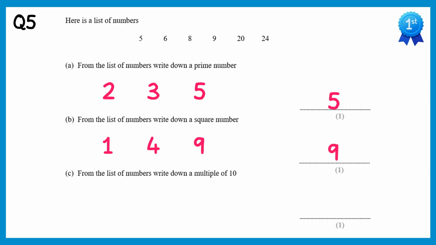For the final part of the question, we need to write down a multiple of 10. A multiple of 10 is just a number that's in the 10 times table, not to be confused with factors of 10. Factors are numbers that fit into 10, or divide into 10 without a remainder. So the multiple of 10 in this list is 20, since 20 is in the 10 times table.